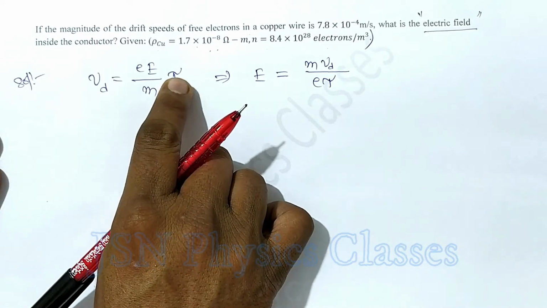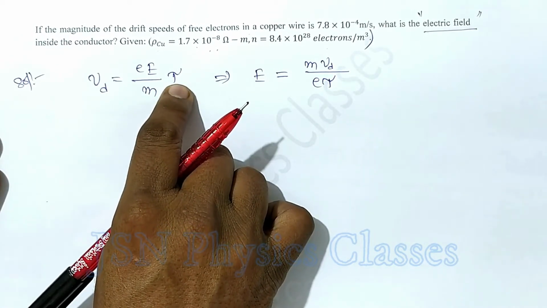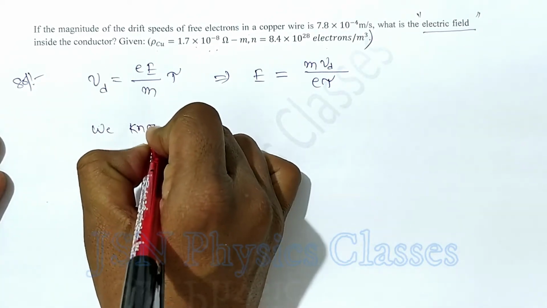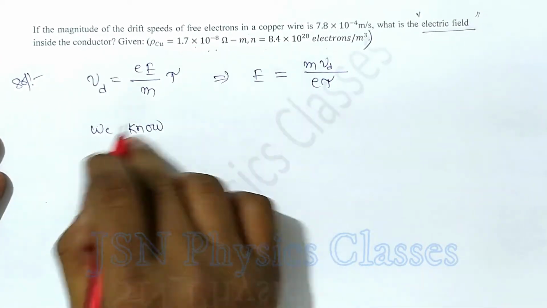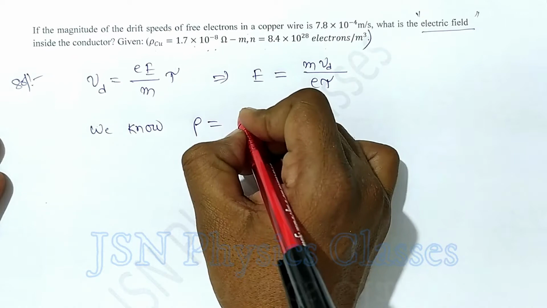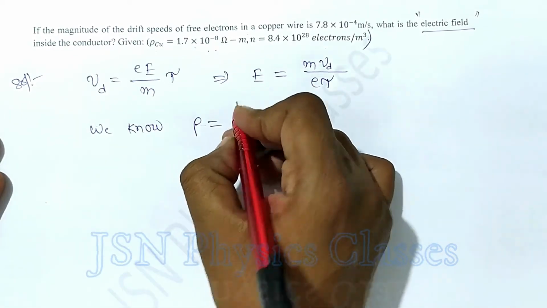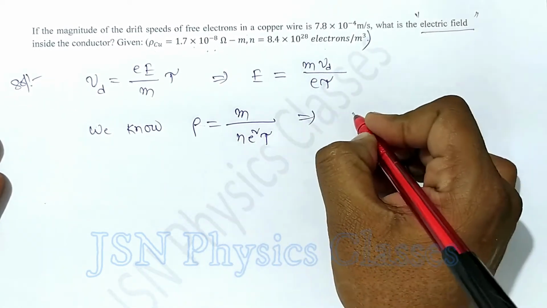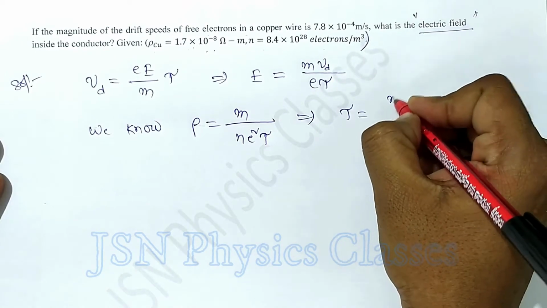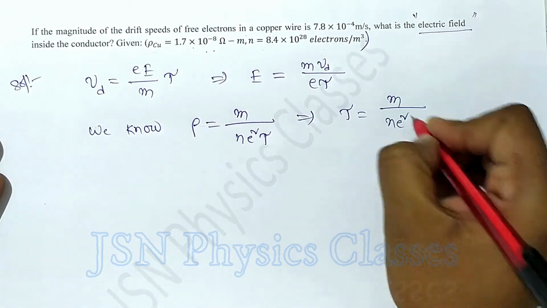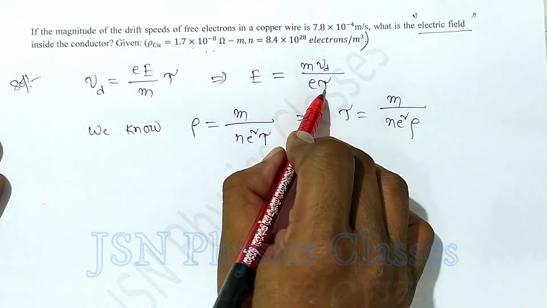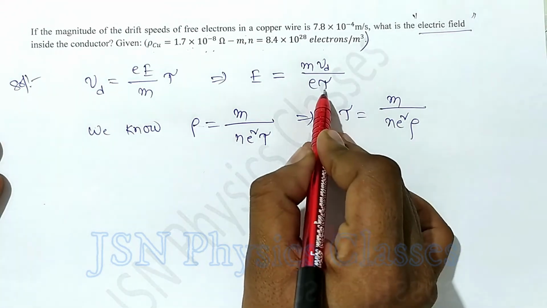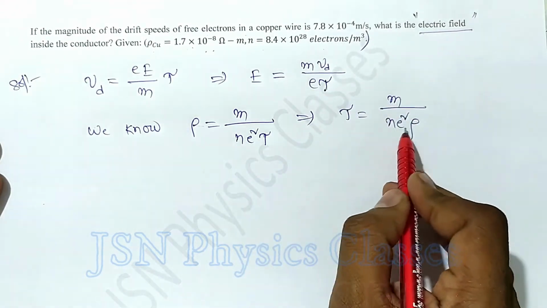Here tau is the relaxation time. We don't have the value of relaxation time tau. So I am converting the relaxation time into another formula. We already know the resistivity formula, because we have the resistivity value. That is rho equal to m by n e squared tau. From this you can write tau is equal to mass by n e squared rho. So we can substitute in place of tau, m by n e squared rho.